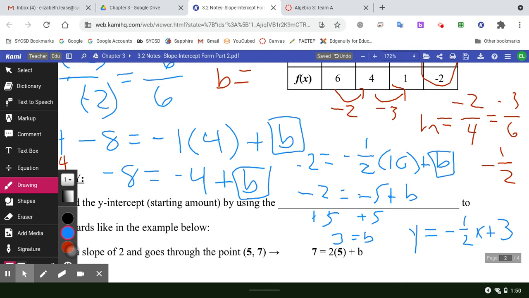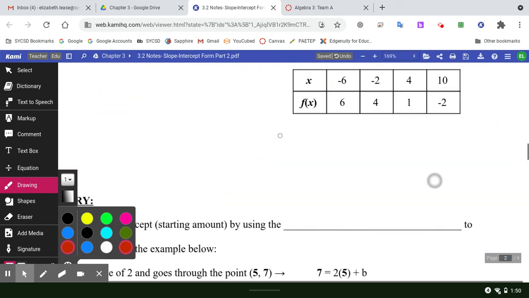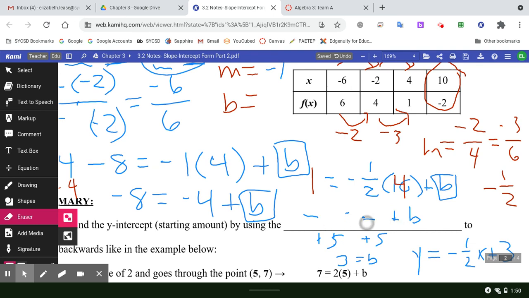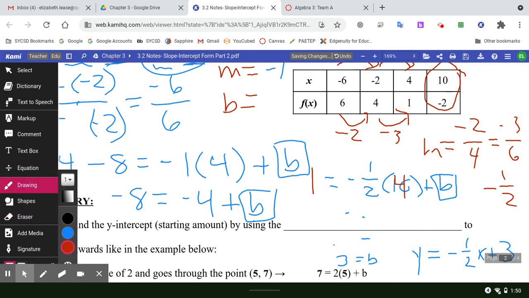I could have used any other point. So for example, if I replaced 10 and -2 with 4 and 1 instead, so I'm just using different values of x and y, then I'm going to still get a b value of 3. And I can see this once I simplify. So 1 equals -1/2 times 4 is -2. Add 2 to both sides. And what do you see? B still equals 3. So no matter what point I use, I can determine what the starting point is.